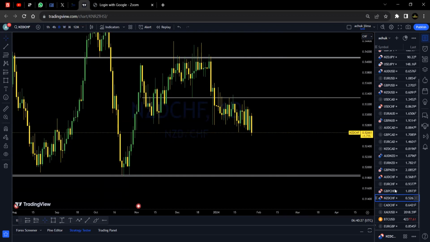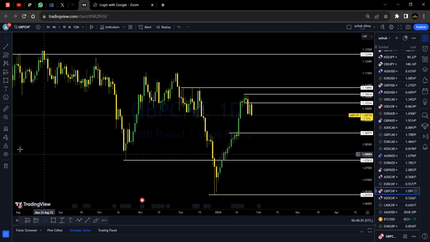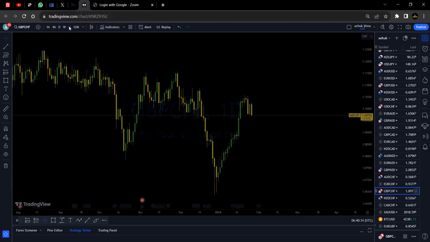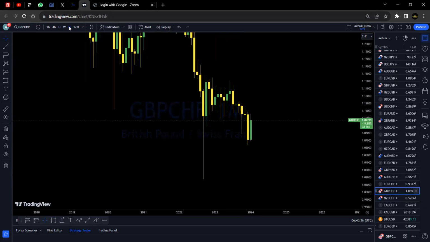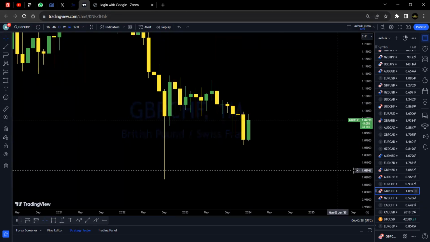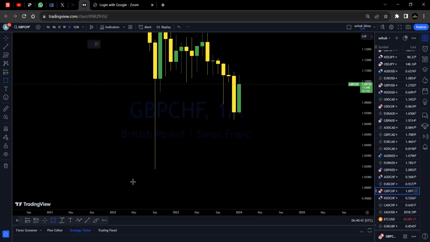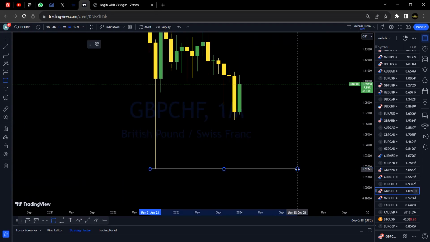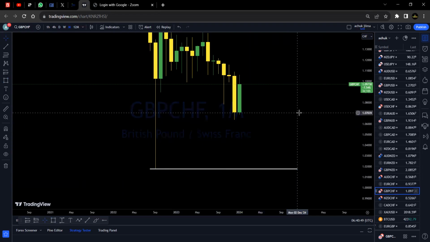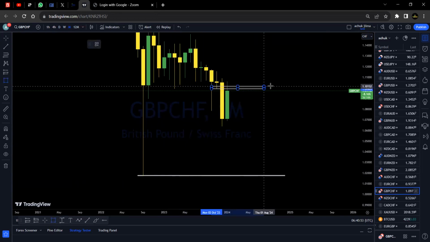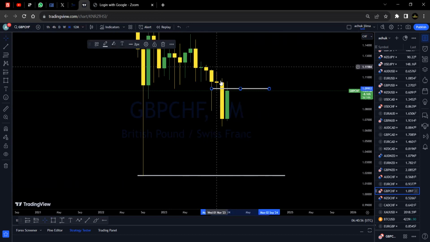With that being said, let's go to one more Swissy pair, and then we can call it a day on the Swissy pairs. So looking at GBPCHF, a very important Swissy pair. What do we have? We have this as our all-time support area, and then a wick which has not yet been filled, and then we have this as our break of structure. Because you look at this candle, it took away these lows.